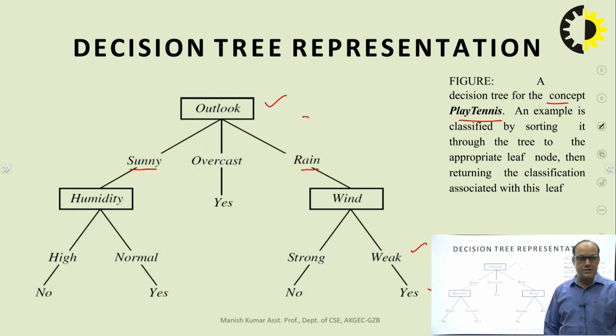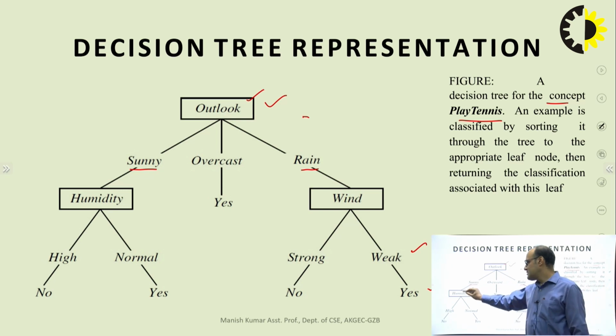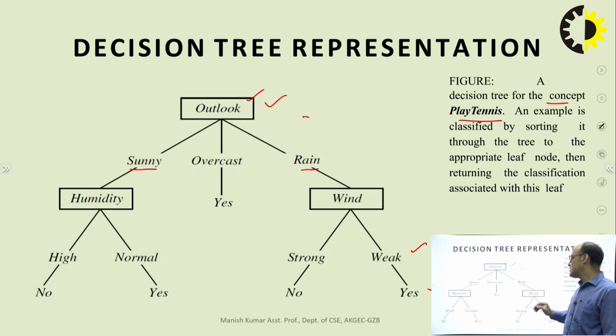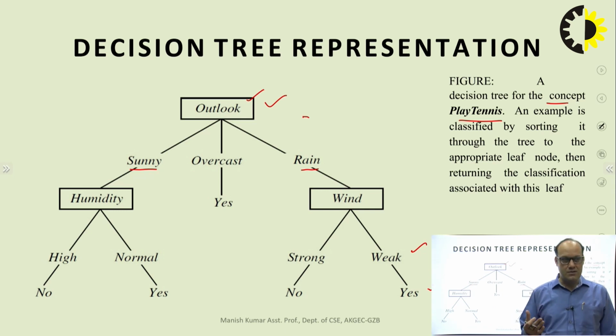Now we are going to learn how we make this decision tree, how we calculate the value, and how I come to know that outlook will be the root node of this decision tree. Humidity is a child, wind is a child. How do we fit these attributes here? There is a calculation with the help of the algorithm, which we will see.